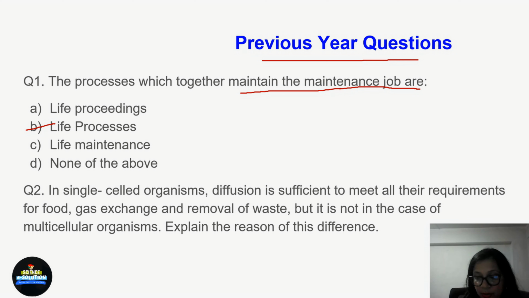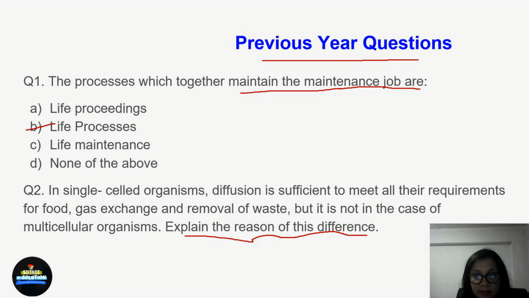Second, and the most important question, because this question has come in 2015, 17, and 19, the same question, so it may come in your exams also. In single-celled organisms, diffusion is sufficient to meet all the requirements for food, gas exchange, and removal of waste, but it is not in the case of multicellular organisms. Explain the reason for this difference.